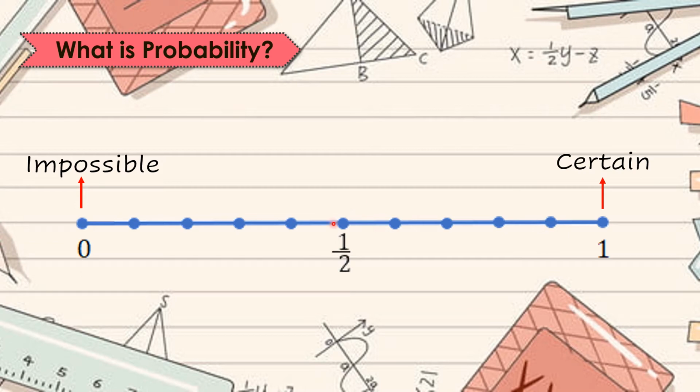Itong nasa gitna na 1/2, so parang 50-50, di ba? So, ang tawag dito ay equally likely. So, itong nasa pinakagitna ng ating probability line ay equally likely. So, there are two things that are possible to happen. Pwedeng yes or no, true or false.